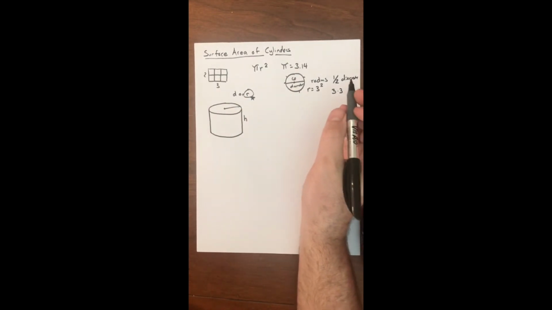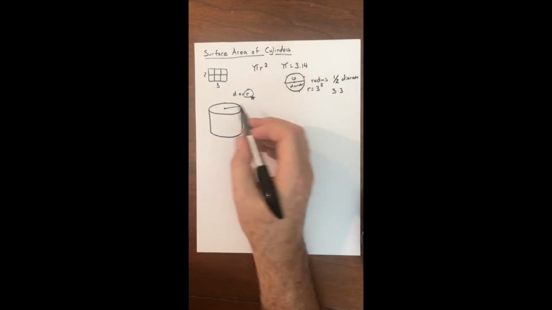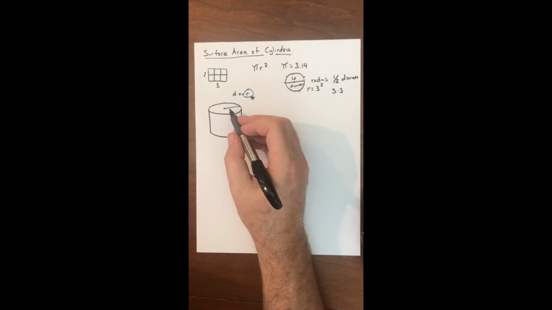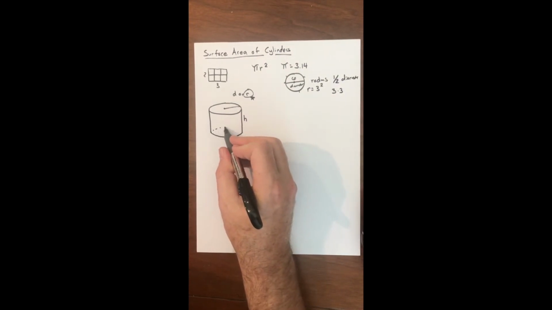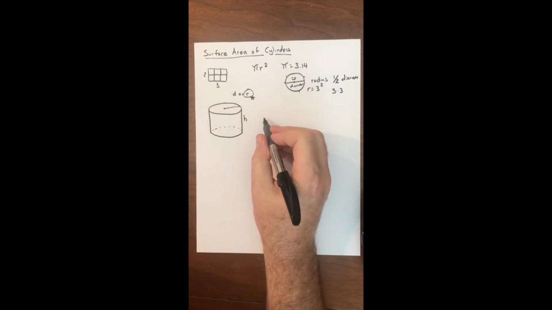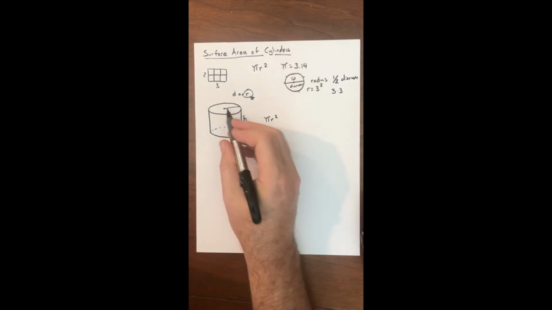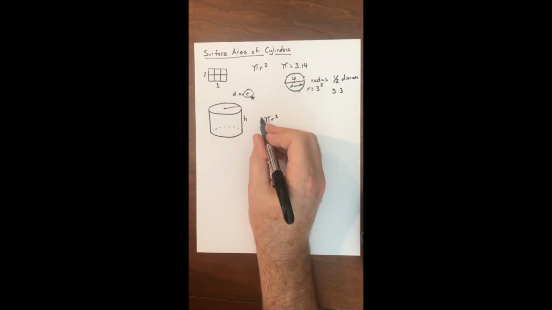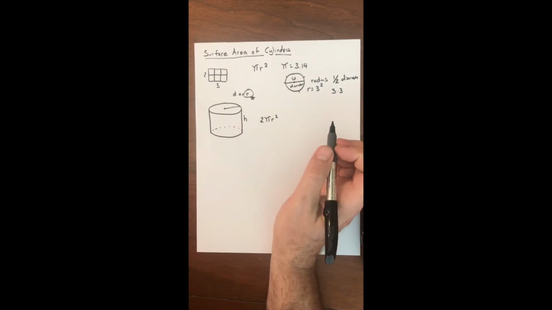Okay? So let's create the formula. So we're going to have 2, there's the top and the bottom circles, right? So each circle is going to be pi times the radius squared. How many circles are there? There's 2 of them, so I'm going to put the 2 out in front.